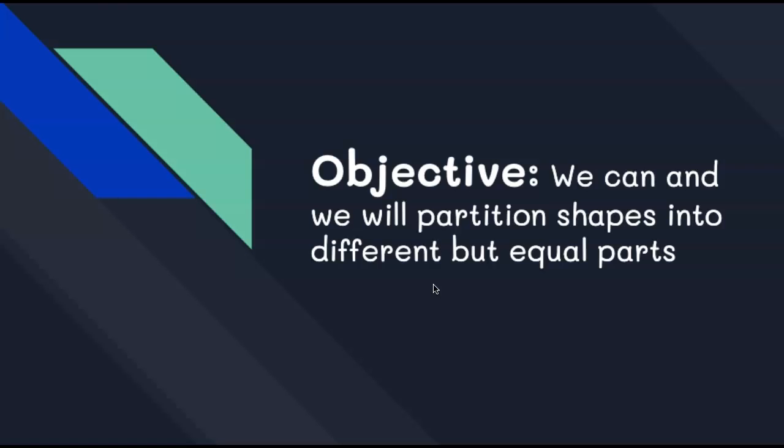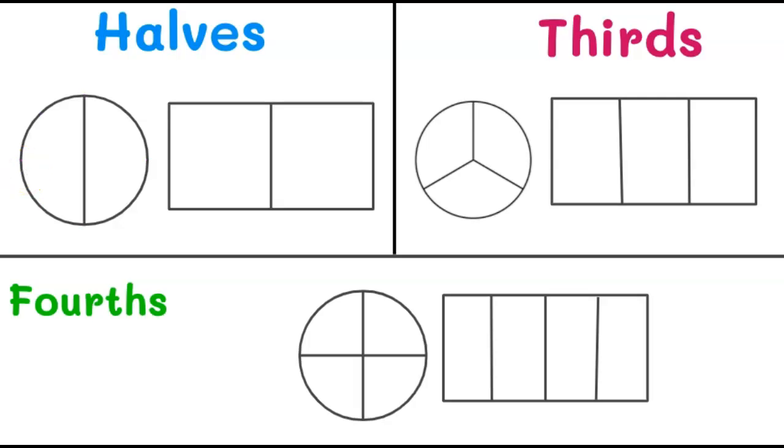All right, as a reminder, we've been splitting shapes into halves, which means 2 parts, thirds, which means 3 parts, and fourths, which means 4 parts. So in all of these shapes, the one thing you have to pay attention to is that the parts have to be equal. So for example, when I look at this circle, when I split it in halves, 2 parts, each part is exactly the same. When I look at this rectangle, I split it into 3 parts, each part is exactly the same. If your parts are not exactly the same, it is incorrect.